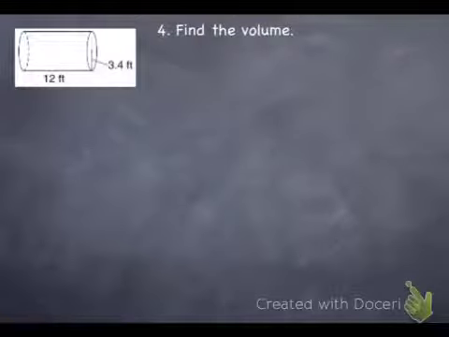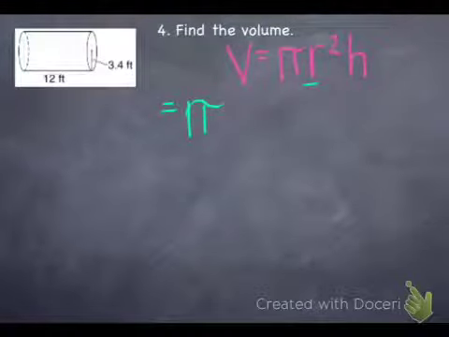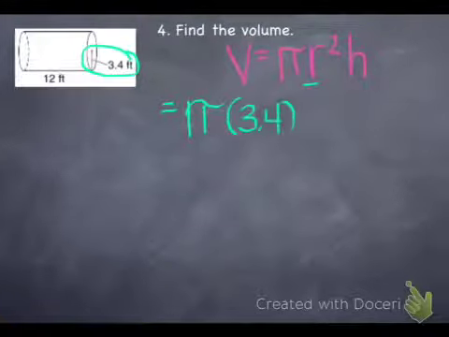The last one says find the volume, and you can see from the figure that this is a cylinder. So first let's recall our formula. Our formula is volume for a cylinder is going to be pi r squared times height. So let's come over here to our radius. So our radius is 3.4. And that's squared, and then from that we're also going to pull our height of 12.